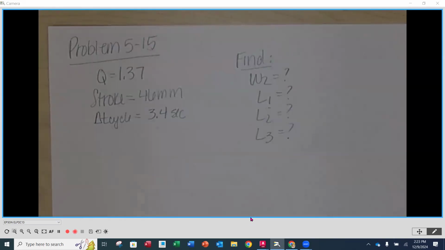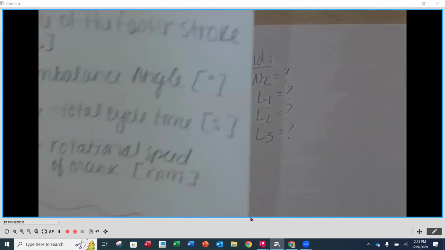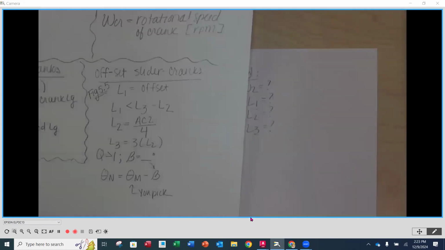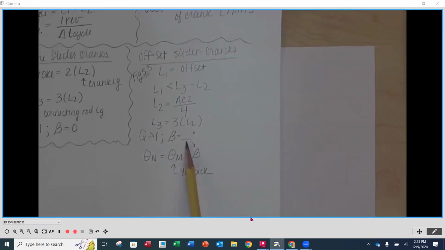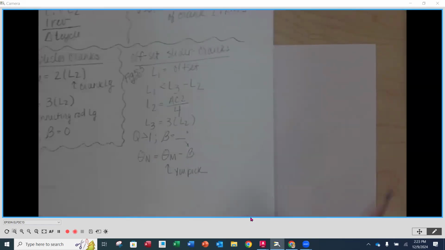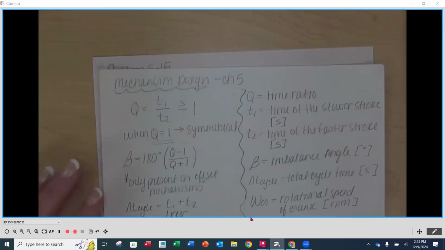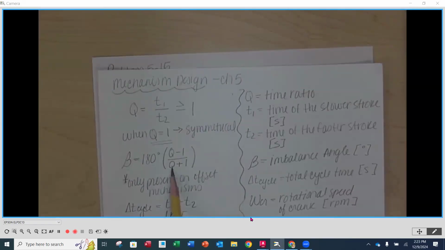All right. So a couple things. Now, as we look back at the items here, we're going to need to calculate a beta, and we're going to use our Q to do that. We were given a Q of 1.37. So we want to calculate beta right away.